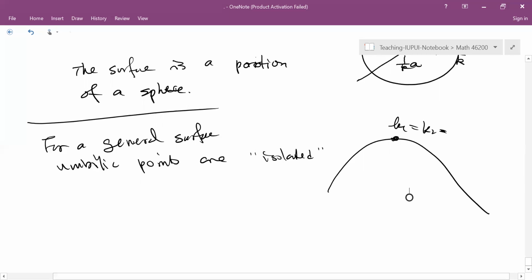And umbilical points will be pretty interesting points on the surface. We should pay attention. Sometimes we have to find them. Those are the special points. The geometry around that point is quite interesting. Okay, so let's stop here.